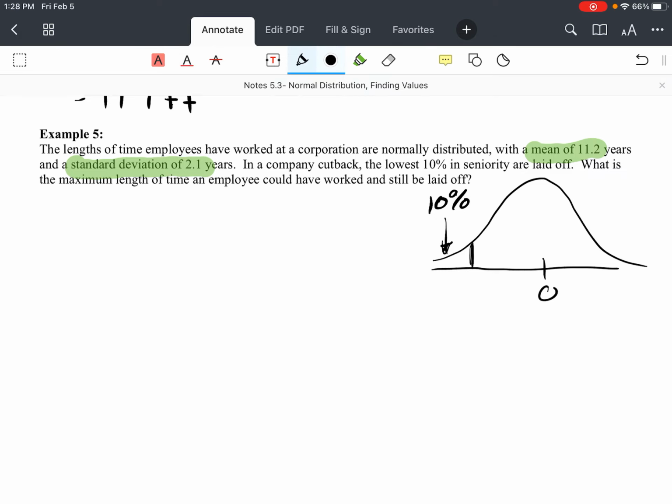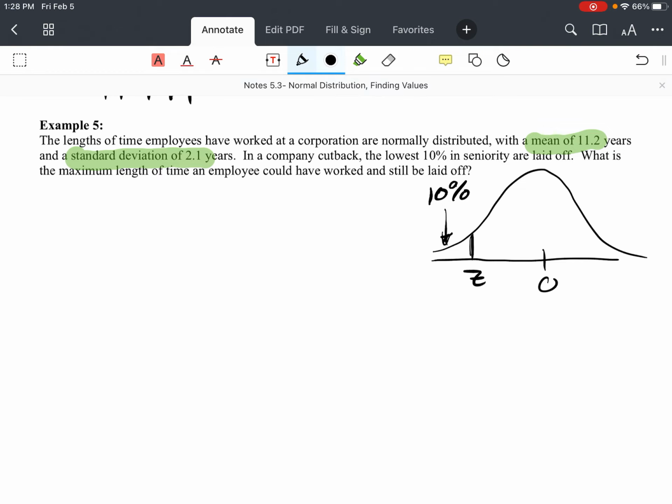So when we're saying the lowest 10%, it means that we're looking for the area behind something, and we're looking for the z-score. Now, the z-score, because it's less than 50%, should be negative. So again, we're going to calculate our z-score. We go into second vars, down to inverse norm, change our area to 0.1, and then we're going to see what we get. And we should have the z-score of negative 1.28.